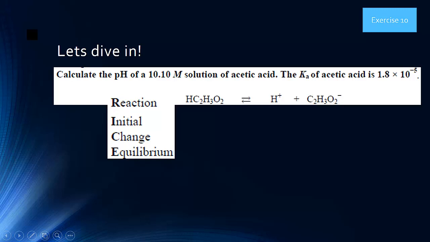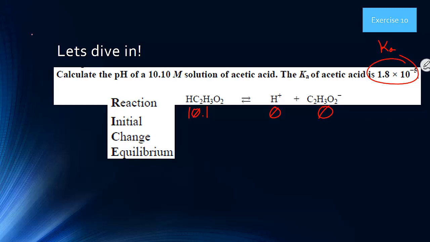Example 10 in your packet has us calculate the pH of 10 molar acetic acid, and they give us a Ka of 1 times 10 to the negative fifth. So we need to determine the pH of 10 molar acetic acid. If we set up our RICE table, when we put our 10 molar acetic acid in solution, we would start with 10 molar acetic acid, no hydrogen or acetate ions in solution.